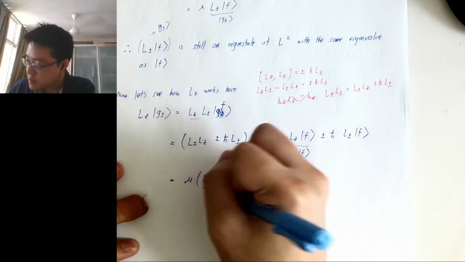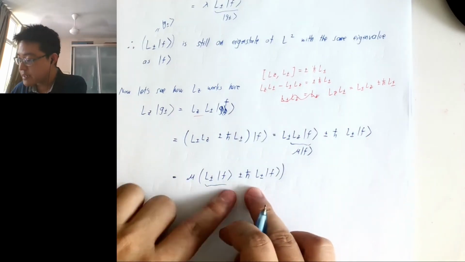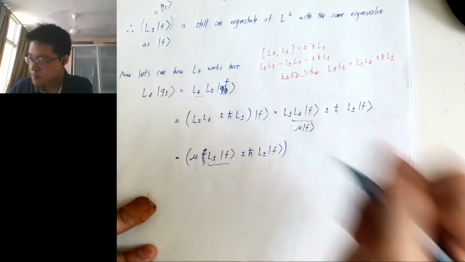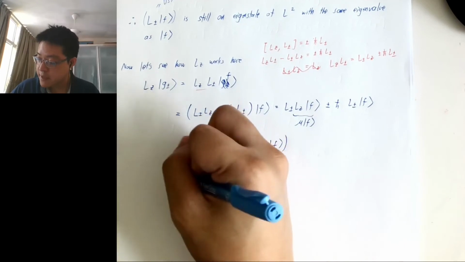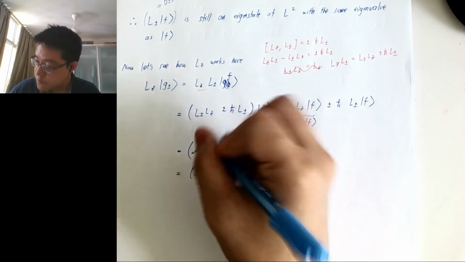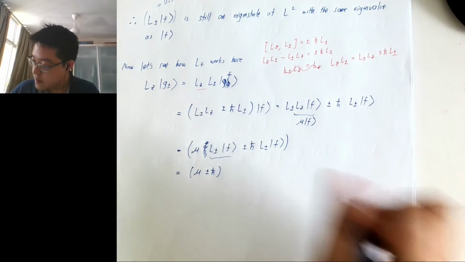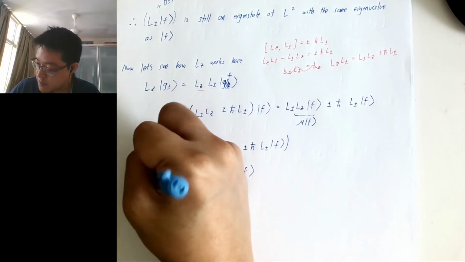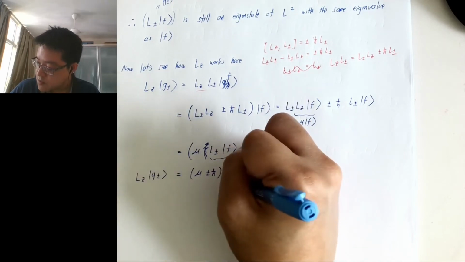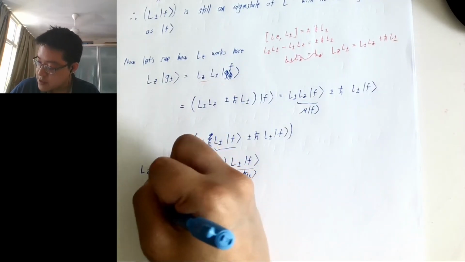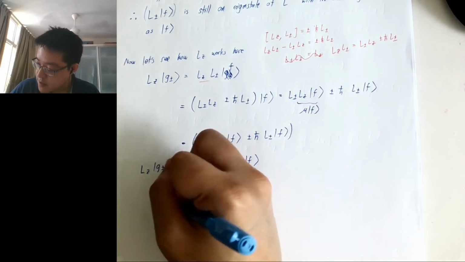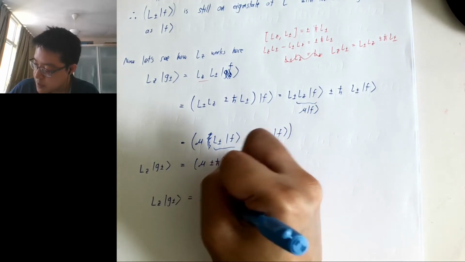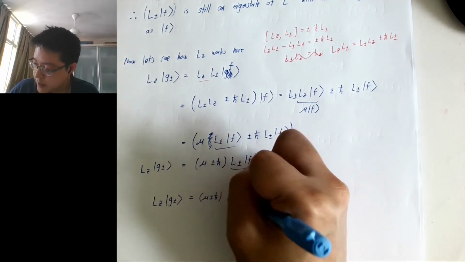So what was this? This was my state G, right? And in fact, I can factorize the L plus minus here. And what we find here is mu plus minus h bar, and then this is L plus minus F. So this is G plus minus again. So Lz operating on G plus minus is equal to mu plus minus h bar G plus minus.